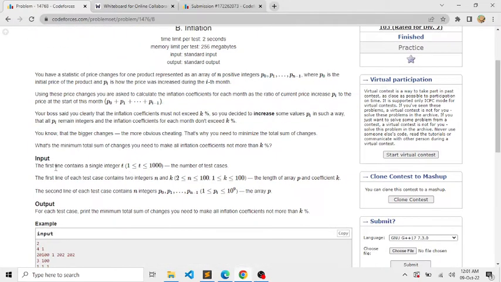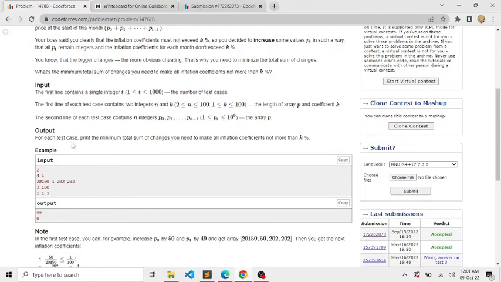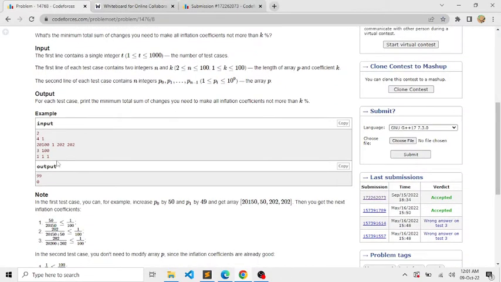Let's have a look at the input. As usual, the first line contains t, that is the number of test cases. The first line of each test case contains two integers, n and k, that is the length of the array p and the coefficient k, which will help us determine the k%. The second line of each test case contains n integers going from p0 to pn-1, that is the array p. Now in the output, they are expecting us to print the total sum of changes that you need to make so that all inflation coefficients are not more than k%. So we have to print x, and x must be as low as possible.